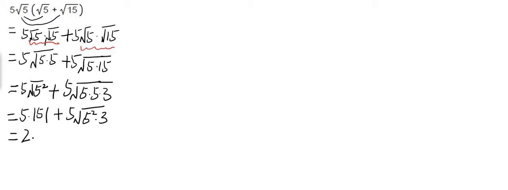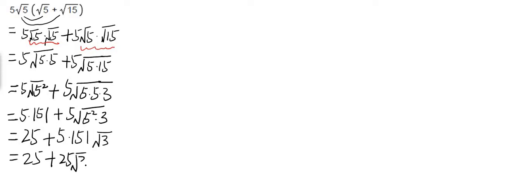5 times 5 is 25, and we can move this 5 square out, and the left one gonna be square root of 3. So we can continue to simplify it. 5 times 5, 25. That's it. Now let's take a look at another one.